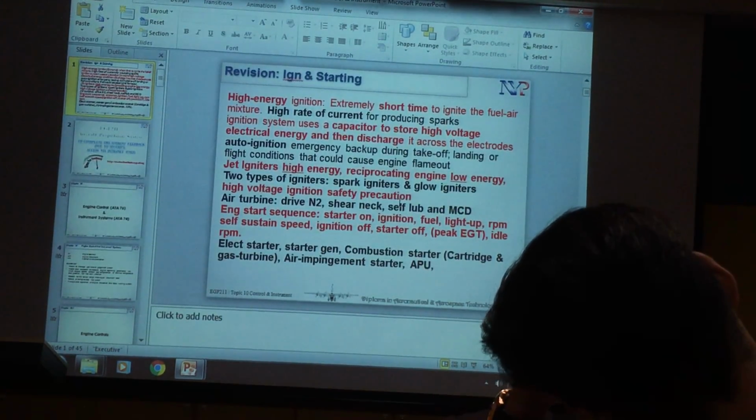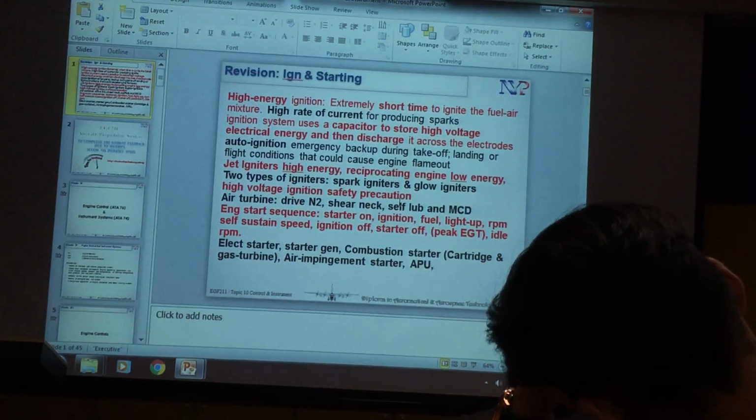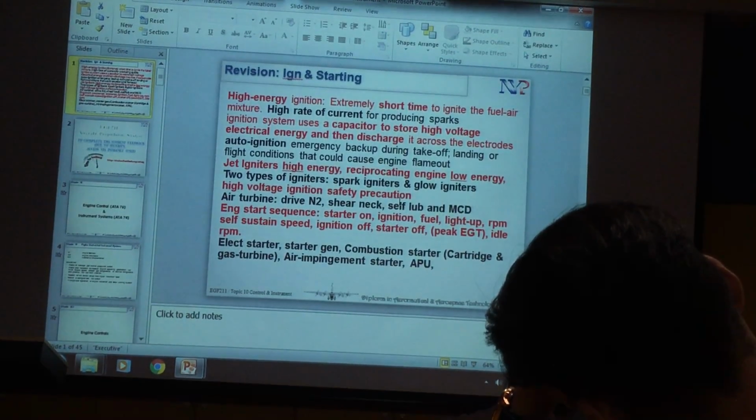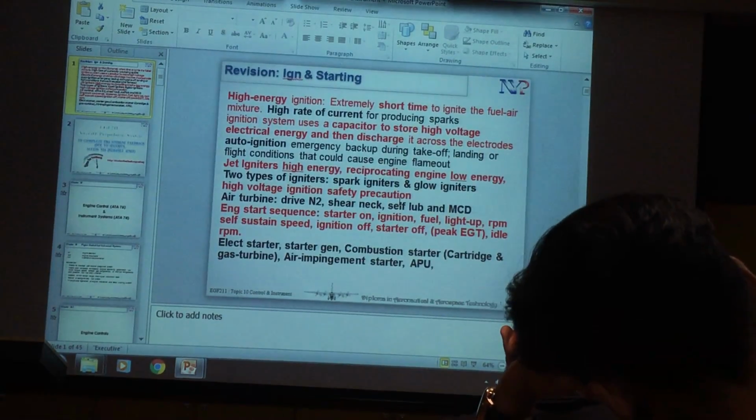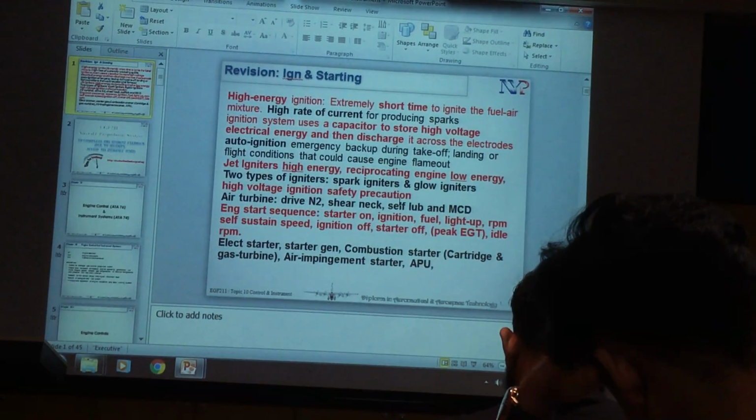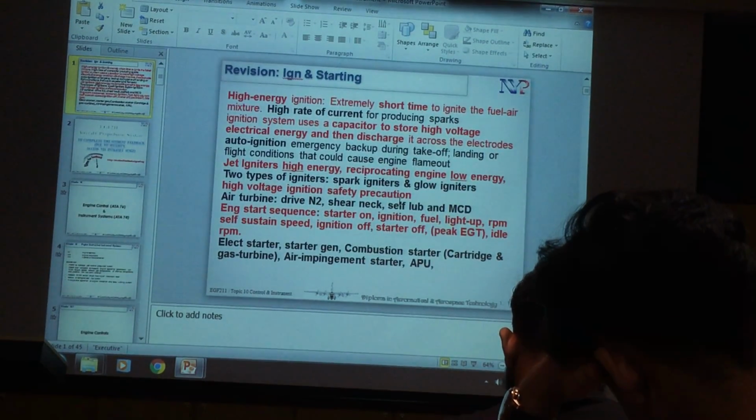When it comes to starting, what are the 6 methods of starting? Pneumatic air starter, electrical, gas generator, combustor, mini turbine engine, and the last one is cartridge. Remember the word: impeachment method starter.